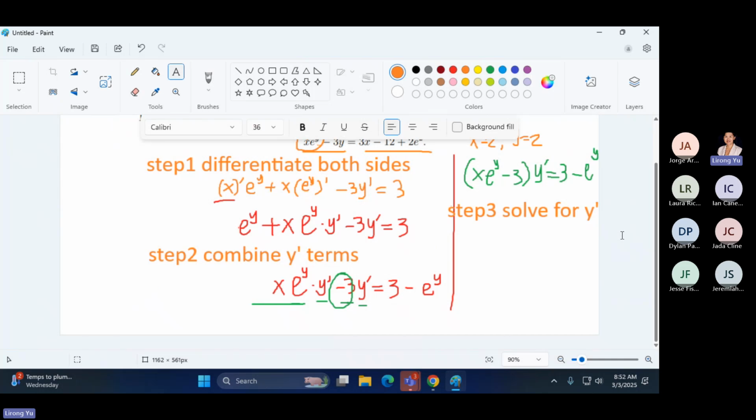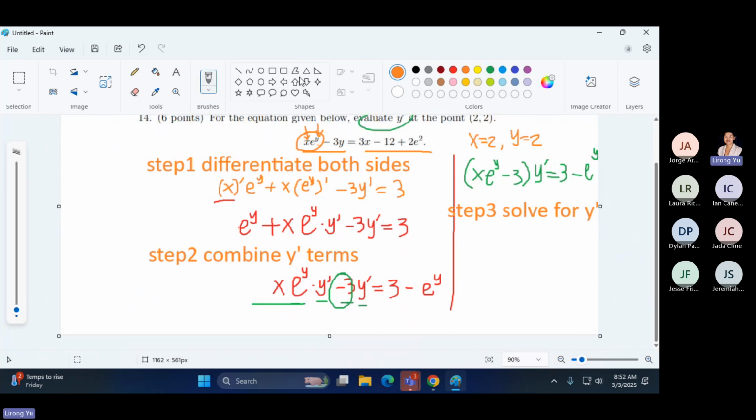All right, so all we have to do is factor. This is already factored. We divide, so we have y prime equal to what's on the right side of the equation divided by the factor of the y prime. So we divide it by x e to the y.